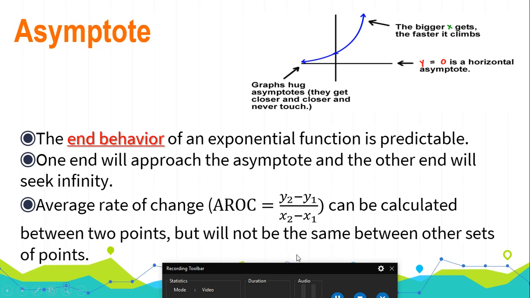Because this is a smooth curve that grows very slowly at first and then increases at the end rapidly, we can calculate average rate of change, and I'm abbreviating that as AROC. This is technically just the slope formula, but we're not calculating slope specifically because that would refer to a constant rate of change. And with exponential growth or decay, the rate of change is not constant between any two set of points.